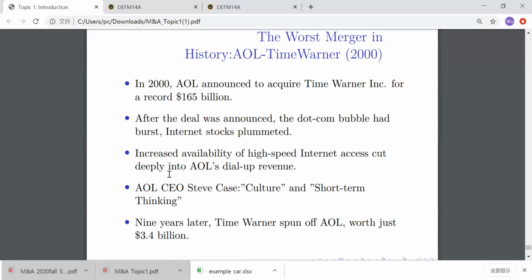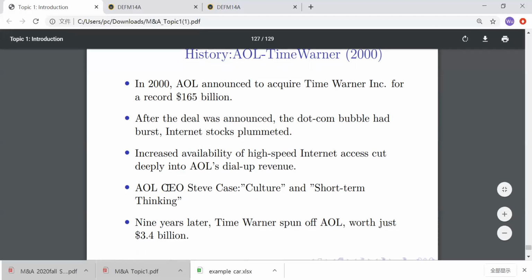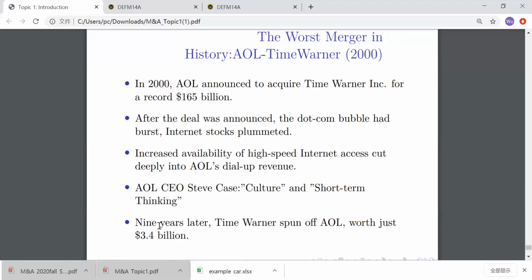The other reason is short-term thinking. Because at that time, the internet stocks were at the peak, they were thinking about taking advantage of the internet stock valuation and doing the deal. That's short-term thinking. So 9 years later, Time Warner actually spun off AOL. At that time, it was only worth 3.4 billion. Now you can see from 165 to 3.5 billion, which was the biggest loss in post-merger integration ever. That's why it was called the worst merger in history.